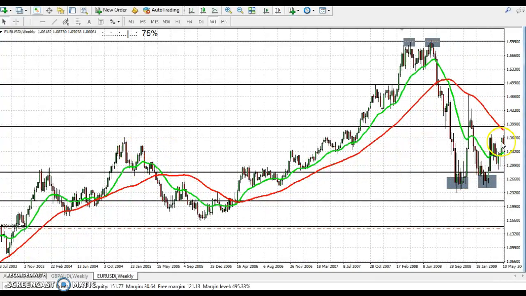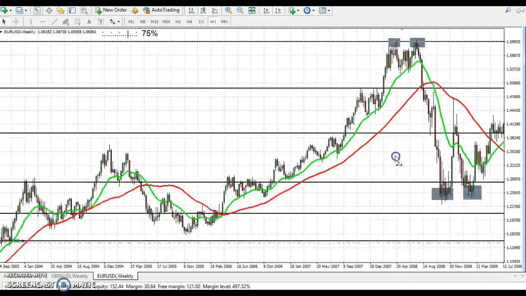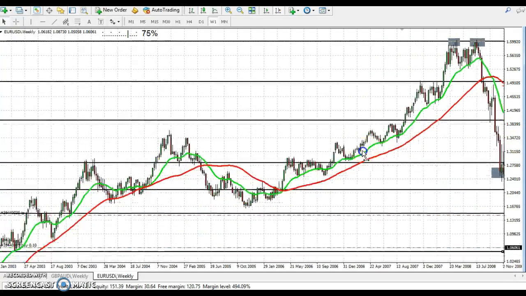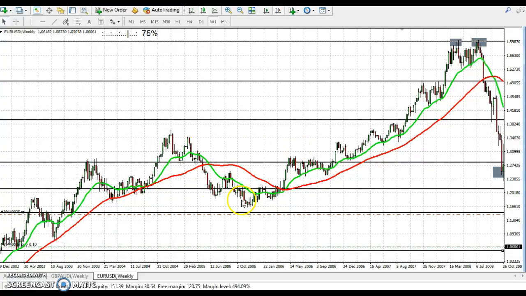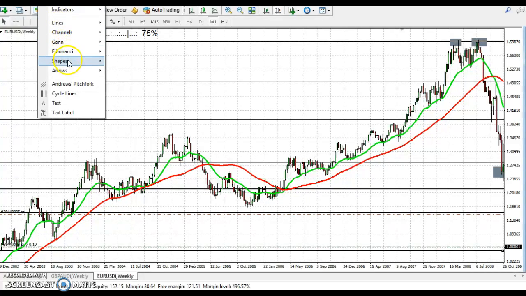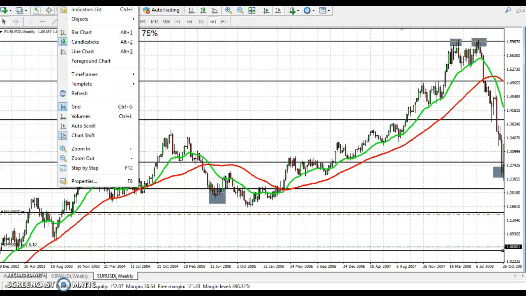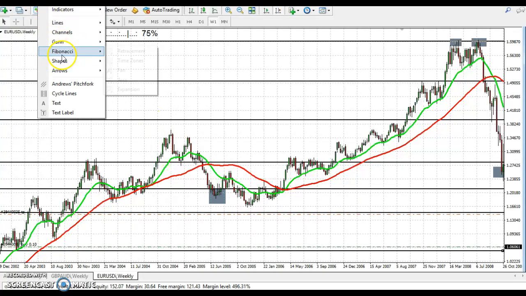You got your odd levels also, but I like to say you got your odd, you got your even. The even are more powerful than the odds. So look for another one. Okay, here. This would not be considered a double bottom. This will be considered an inverted head and shoulders.